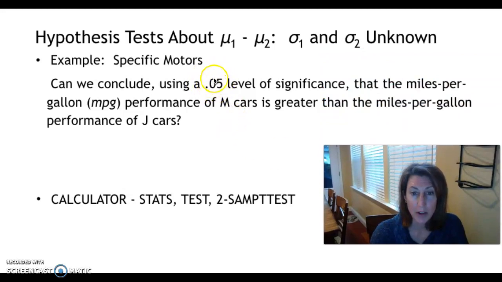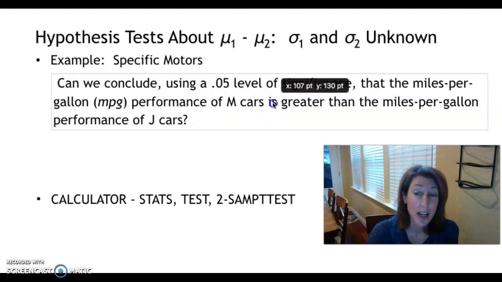And we're doing it at the 0.05 level. Don't forget that you also have to decide what type of null and alternative to do. Is it a 2-tailed test, a 1-tailed test? So that's what they're asking us here. Can we conclude, using a 0.05 level of significance, that the miles per gallon performance of M cars is greater?